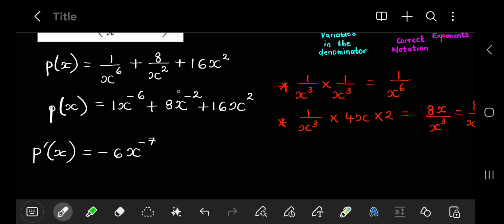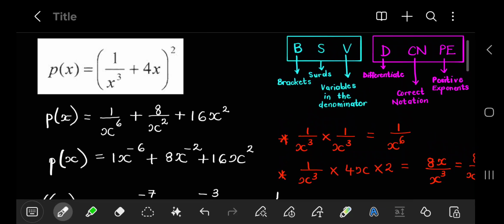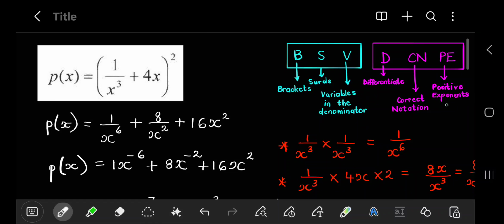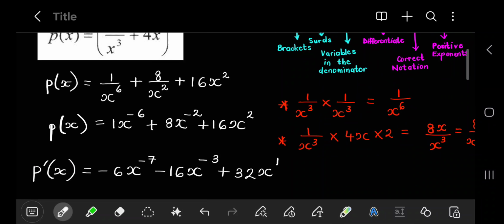Let's work on the next term. Negative 2 times positive 8 is negative 16. And we minus 1 from the exponent. Now we're on the third term. Exponent times coefficient, so 2 times positive 16 is positive 32, and you minus 1 from the exponent, we now have x to the power 1. So we have now differentiated, and we've also used the correct notation because we replaced p of x with p prime x. So the last step is to make sure that you have positive exponents in your answer.